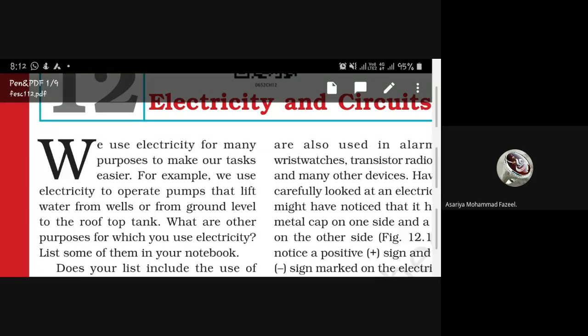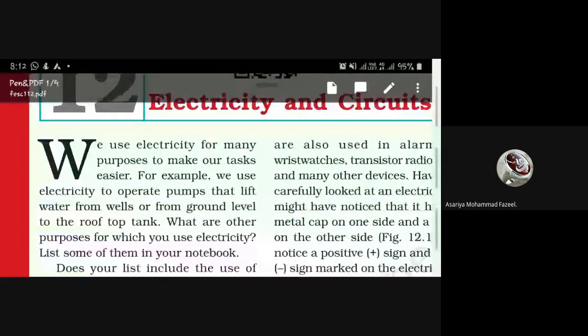Okay, now what is electricity? Everyone knows what electricity is. Electricity is very useful because of electricity our work is getting easier. Give an example of water. Because of electricity, it is very easy: you just press a switch. What will happen because of that? The water will come from the tube well or motor and go to the roof tank. We don't have to do anything.